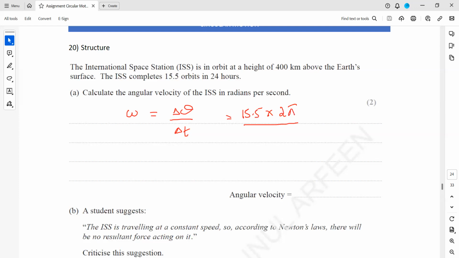And then the time is 24 hours, but we need radian per second. So first hours we have to convert into minutes, so we multiply by 60. And then the minutes we have to convert into seconds, so we multiply by 60. But time is in the denominator, that's why we did this in the denominator. You can separately work out the angular displacement and then the time, and then divide them, you'll get the answer. So this will be 1.1 into 10 to the power minus 3, and the unit will be radian per second.